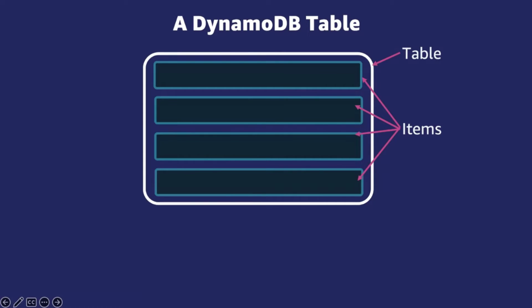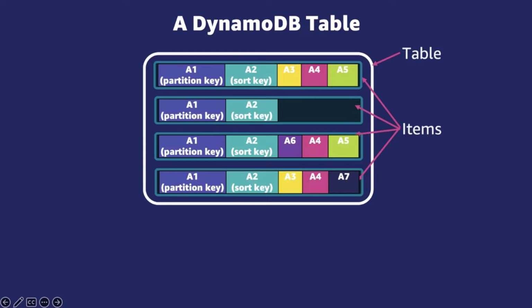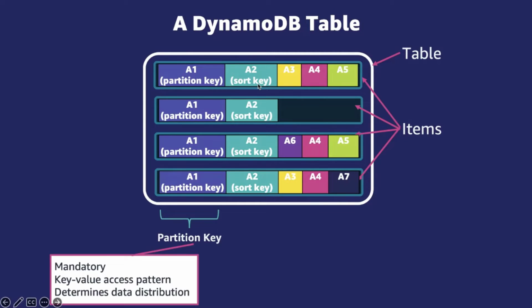So when you create that new table, we name things slightly differently. The rows we call items. The columns we call attributes. Every table needs to have at least one attribute called a partition key. And that's going to help us decide where amongst our millions of disks we're going to store this for you.